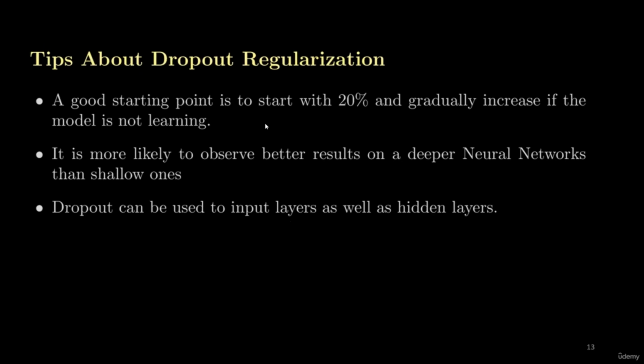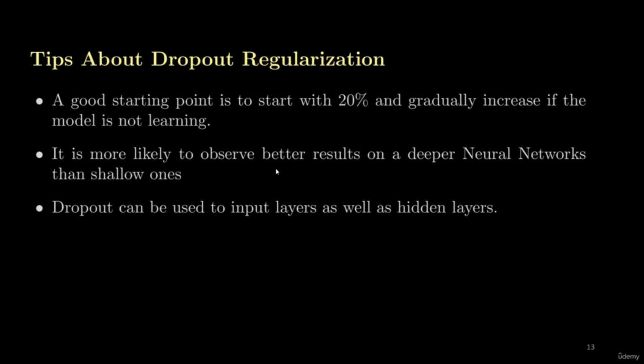Now, these are a few tips about dropout regularization. We can start from a low value of the dropout probability, such as 0.1 or 0.2. If we start with 0.2 probability, it means we are starting from 20%, and we are assigning 0.2 probability to each node during the dropout regularization. If that does not work, then you can gradually increase the probability from 0.2 to 0.3, 0.4, 0.5, and so on. It is more likely to observe better results on a deeper neural network.